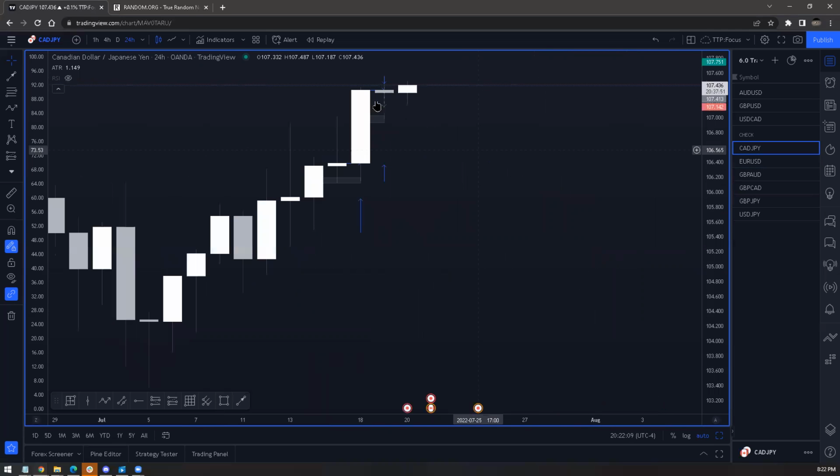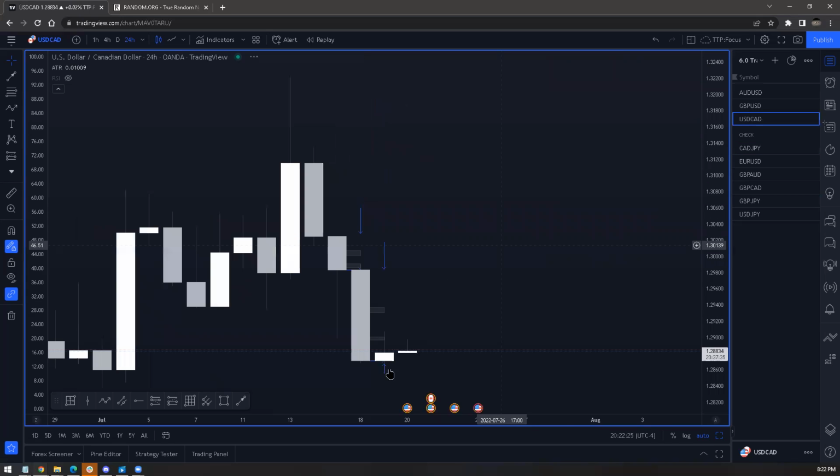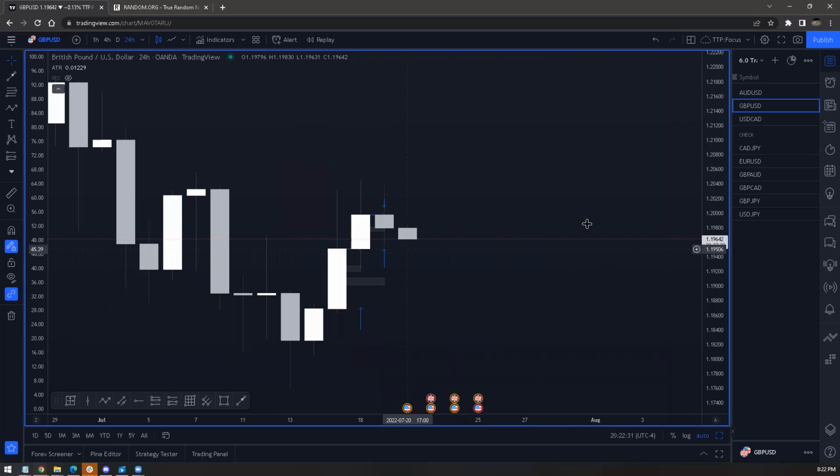CAD JPY, once again, the way it closed. I don't know if news or what is going on for the day, but everything seemed to pretty much halt for the day. No real pushes, no real anything else like that. And you can see how the daily closed. That's how it played out. USD CAD, still running the same thing. Nothing really there. GBP USD, no real entry there.